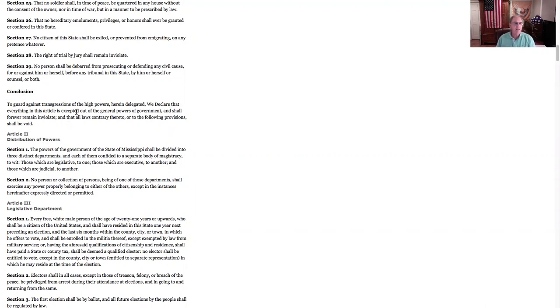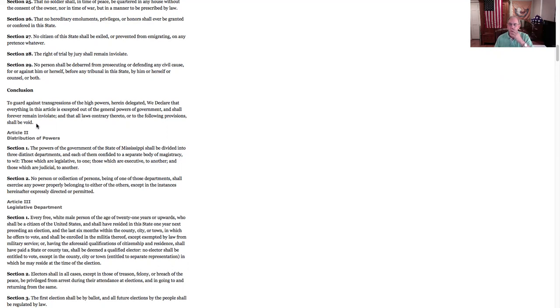We declare that everything in this article is accepted out of the general powers of government and shall forever remain inviolate, and that all laws contrary thereto or to the following provisions shall be void. So if anybody makes it, well, number one, the government can't go here. This is accepted out of the general powers of government. The government cannot go inside the Bill of Rights and do anything with it. The right of trial by jury shall remain inviolate. You cannot violate this command of the people. These are the things that the people reserve to themselves. The government can't touch it. That's why it's in the Bill of Rights. But it's also vital for preserving the fundamental liberties.